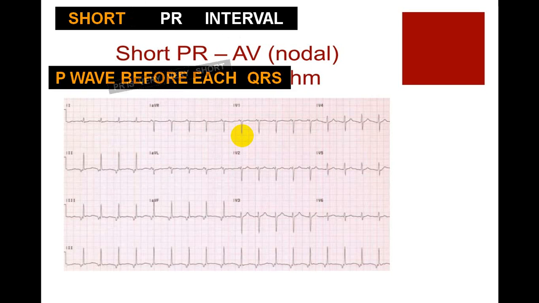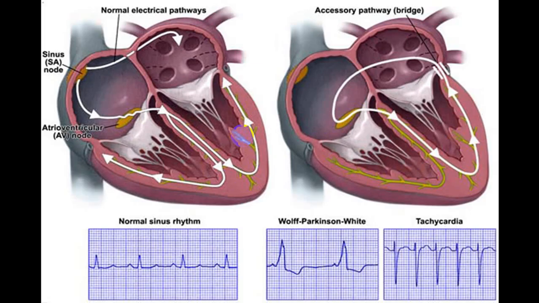P wave before each QRS complex. PR interval is very, very short. And RR interval is constant, narrow, and P wave is inverted. QRS complex is narrow. Rate is tachycardia. Hence, this will be called junctional tachycardia.